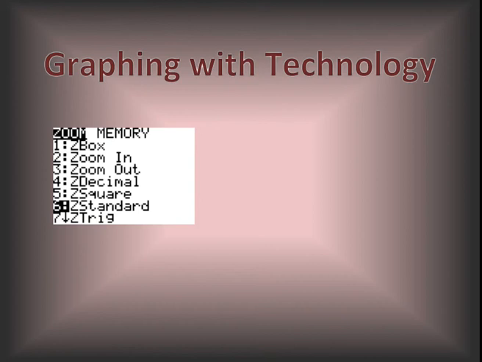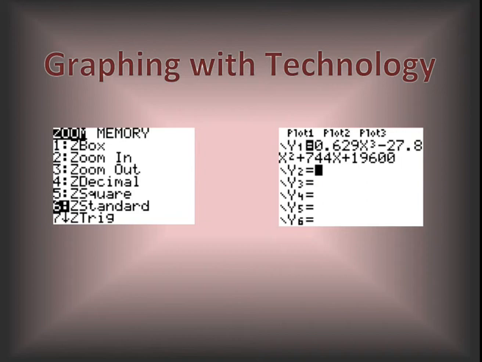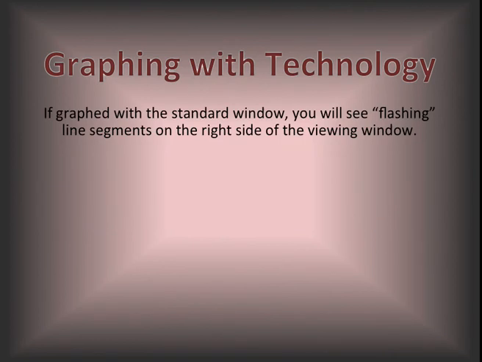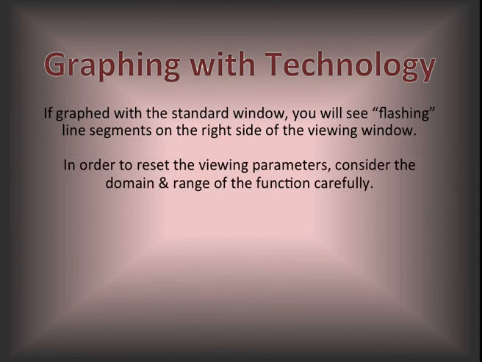Now, if we were to start by taking our TI-84 calculator and zooming to the standard size window, then we would probably go to y equals in order to enter the equation. If graphed in the standard window, you would not see this polynomial at all. Instead, you would see some flashing line segments moving up and down on the very far right-hand upper corner of your viewing window. What this means is that you definitely need to think about resizing your window so that you can see the polynomial curve.